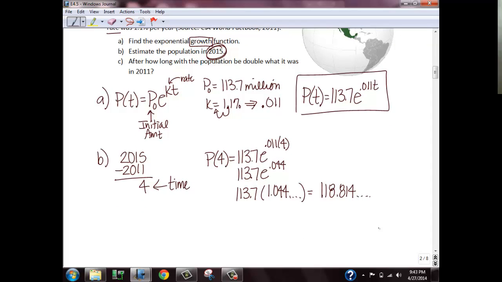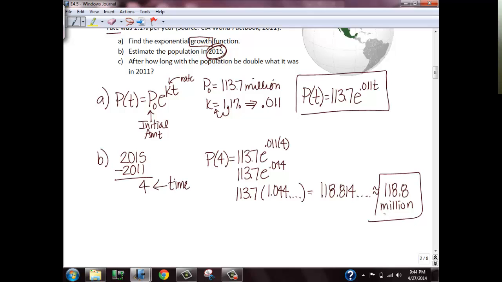So for this one, I'm just going to go ahead and approximate it. So this is approximately 118.8. I'm just going to round to 1 decimal place. Okay, and notice what we're finding is the population in Mexico in the year 2015. So this means there should be 118.8 million people living in Mexico in 2015.